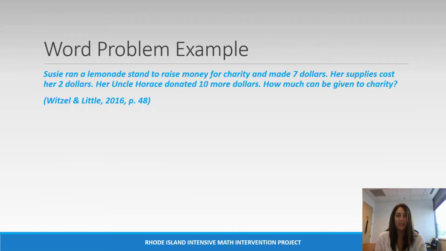To better illustrate the need for background knowledge and how background knowledge applies to word problems, consider this example. I will give you a few seconds to review what's on the slide.